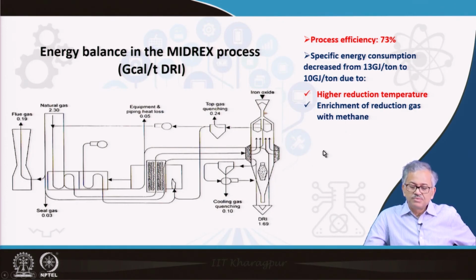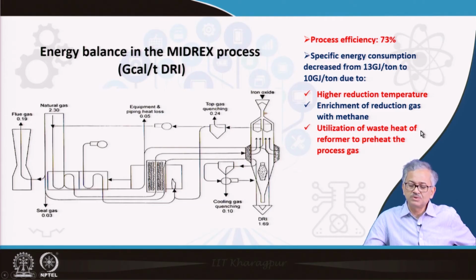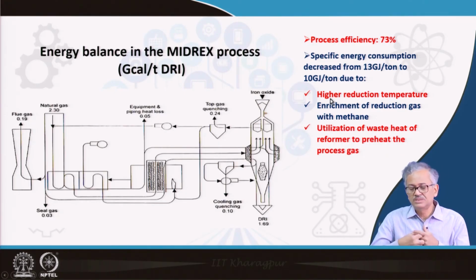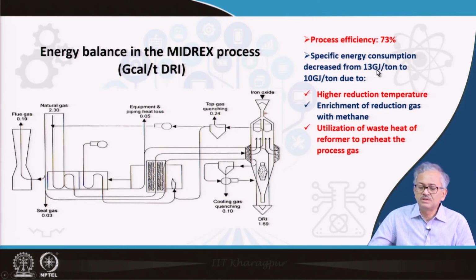Enrichment of the reduction gas with the methane, you can do some methane enrichment of the reduction gas, because methane is also a good reductant. And utilization of the waste heat of the reformer to preheat the process gas. So, that is why total heat usage, effective heat utilization, and then the reduction gas use of methane basically reduced its energy from 13 gigajoule to 10 gigajoule per ton. Okay. So, this is about the Midrex process.